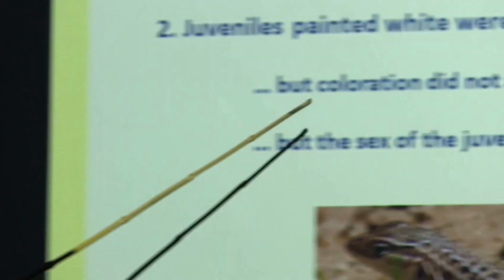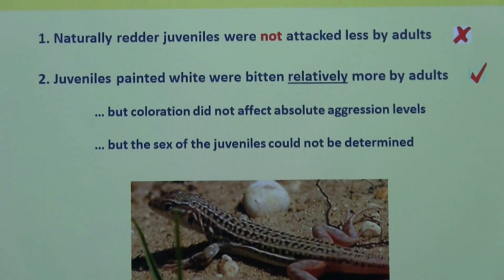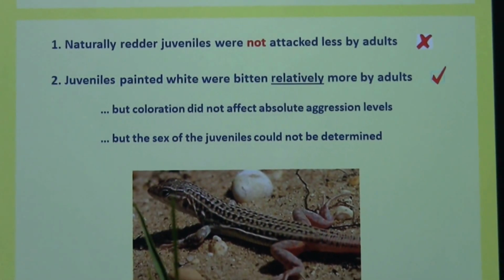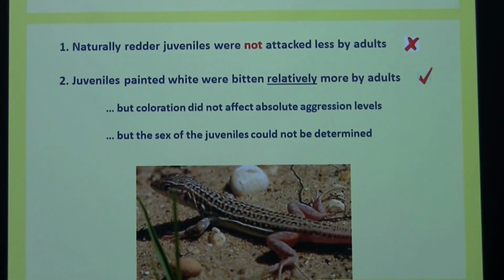Well, in any case, the results were not clear-cut either. For example, because coloration did not affect absolute aggression levels, only escalation in aggression intensity, and because the sex of the juveniles couldn't be determined.